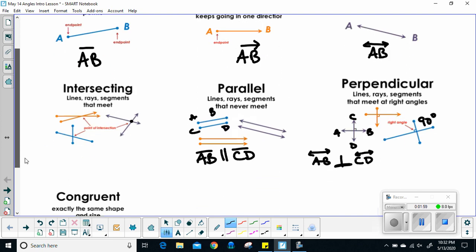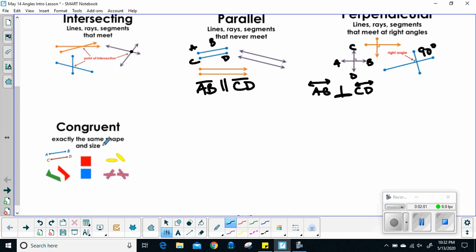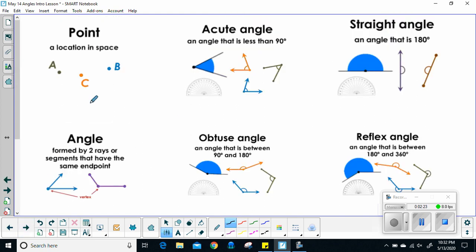Another word we often see is the word congruent. So that means that it has to be the exact same shape and size. So here I've got two lines that are congruent. In that case, I use, so this is a line segment, the equal sign with the squiggle on top. So that's my congruent sign right there. All right, so a point is a location in space, and we always use a capital letter.